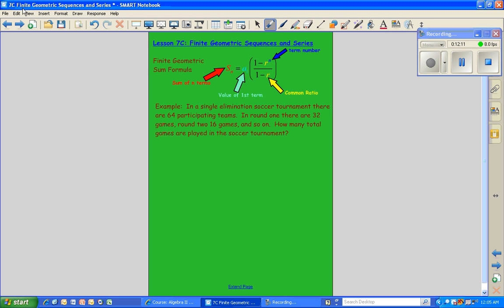All right, let's look at the next example. It says in a single elimination soccer tournament there are 64 participating teams. So in round 1 we're going to play 32 games. Then in the next round we're going to play 16 games. Then we're going to play 8 games. And then we're going to play 4 games. 2 games for the final.